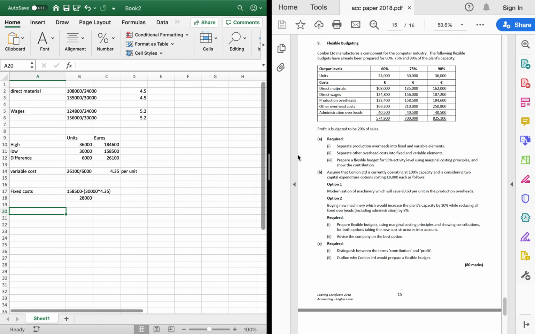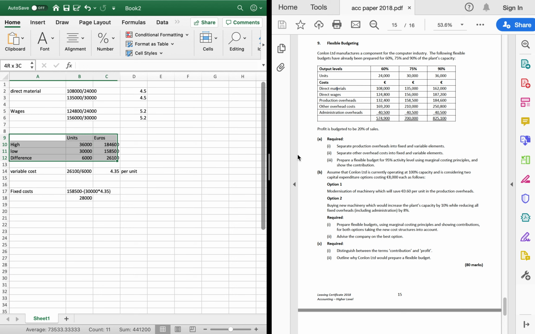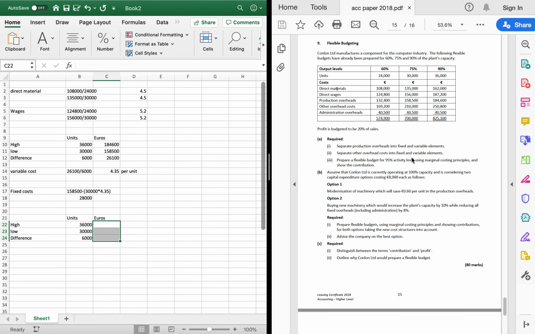So that is for production. For other overheads, I'm going to take the same process, and the only thing that's going to change are the euros. So we'll still take the 36 and the 30. You can take 36 and 24, or 30 and 24. It doesn't matter which ones you take. We'll take the 36 and 30. For the other overheads, 258,800 and 210.